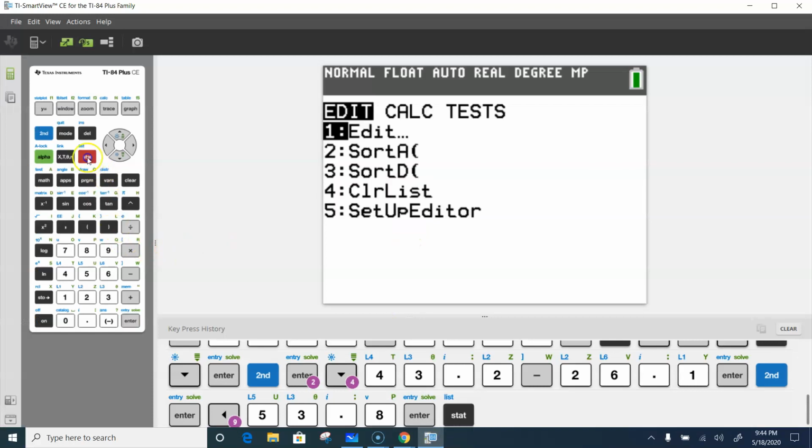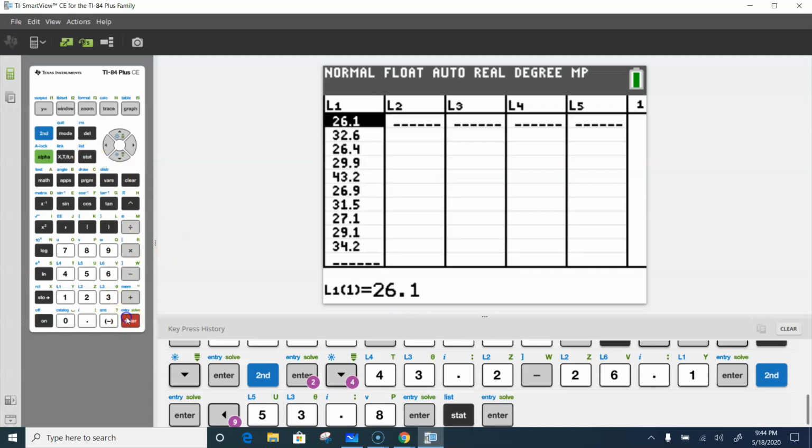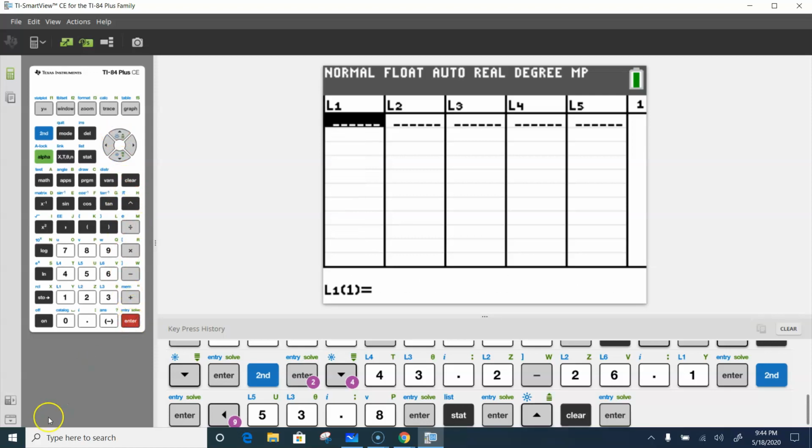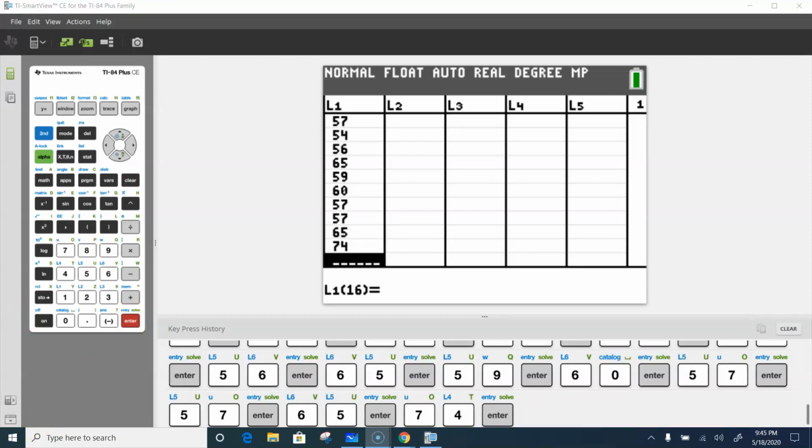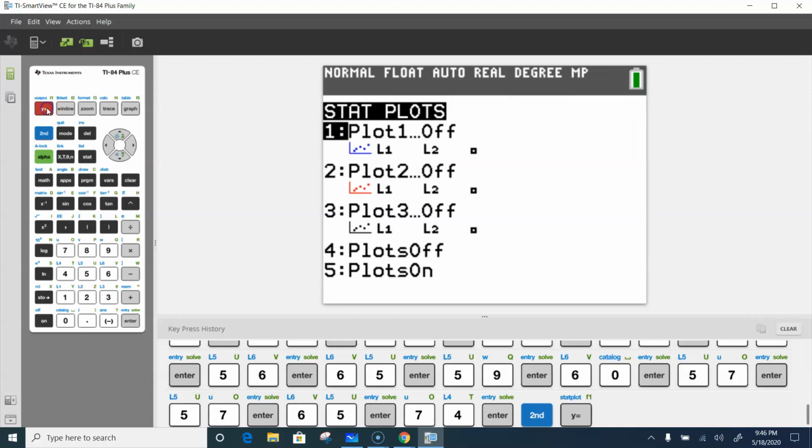We go to Stat and Edit, and we want to go ahead and clear anything that's in there. I'm going to take those numbers I have in the problem and enter them in that list. So I can kind of kill two birds with one stone here if I just make my modified box plot. So I have my list in L1, and now I'm going to hit second and y equals.